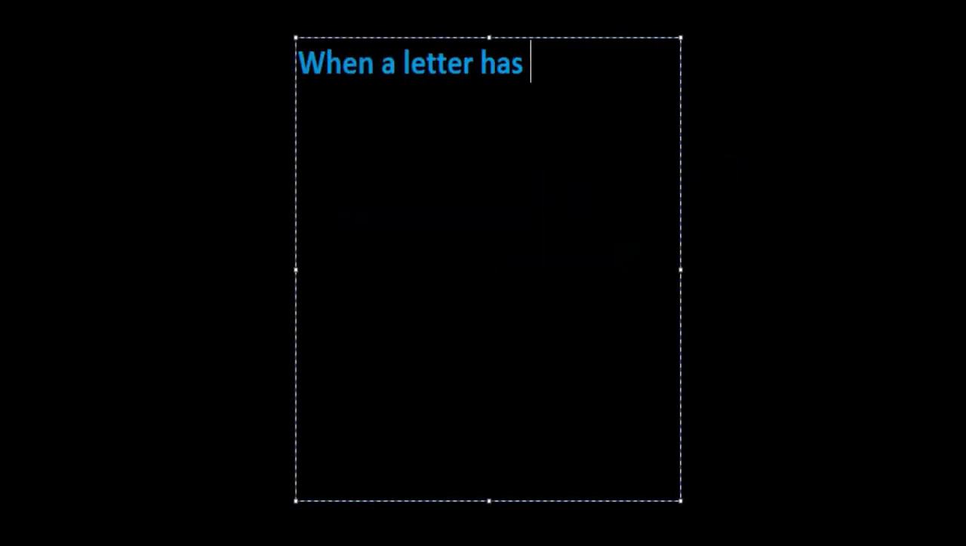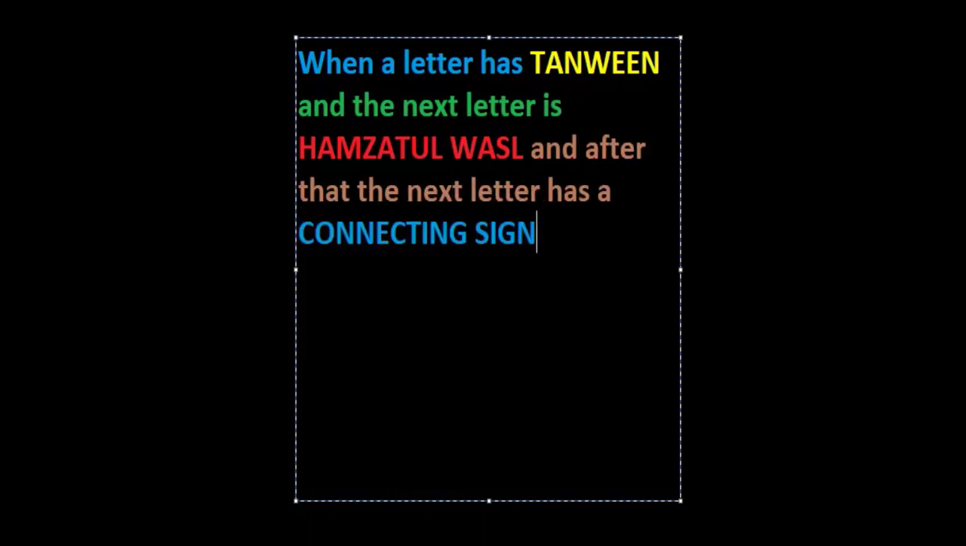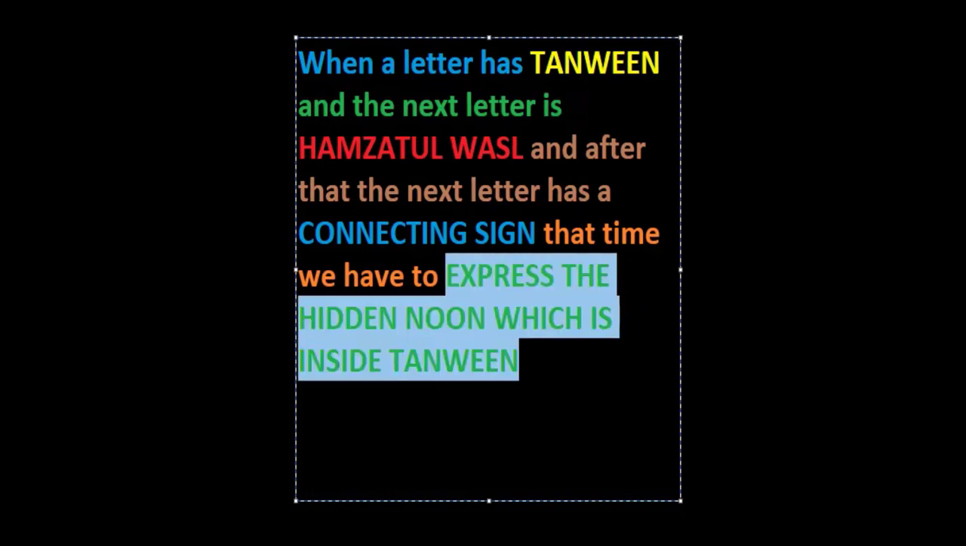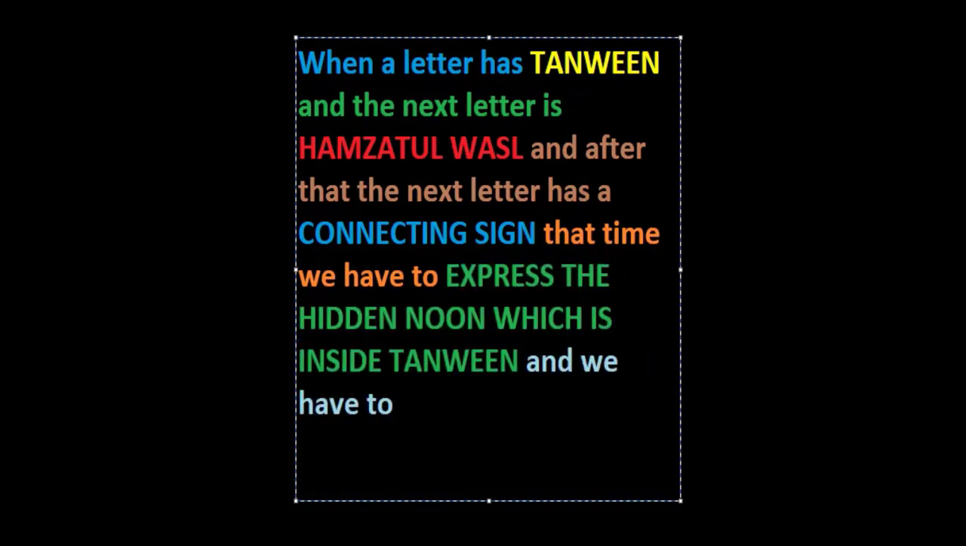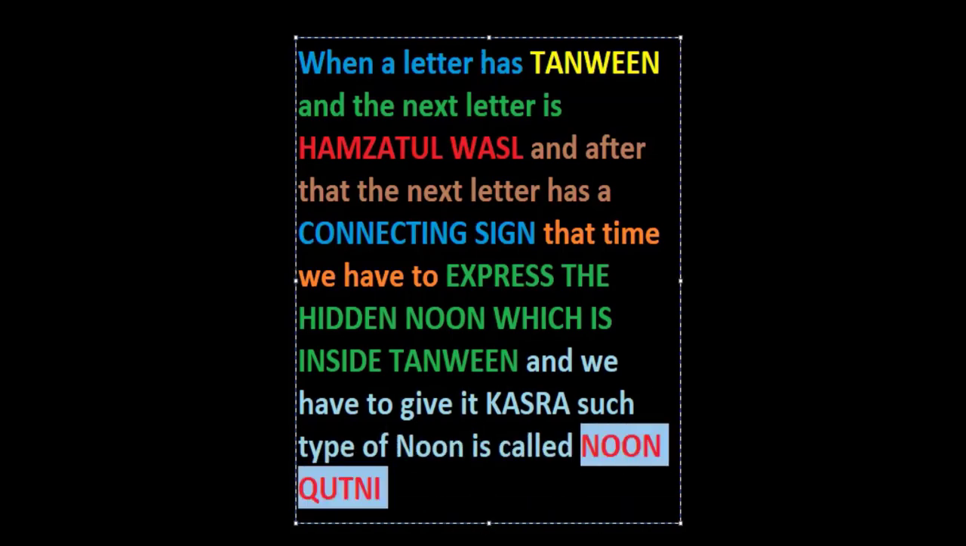Before we pronounce this example, we have to learn some fundamental things, and after that we are going to pronounce this example. When a letter has tanween and the next letter is hamzatul wasl, and after that the next letter has a connecting sign, that time we have to express the hidden noon which is inside tanween, and we have to give it kasra. Such type of noon is called Noon Qutni.